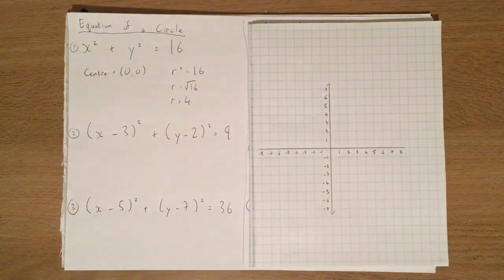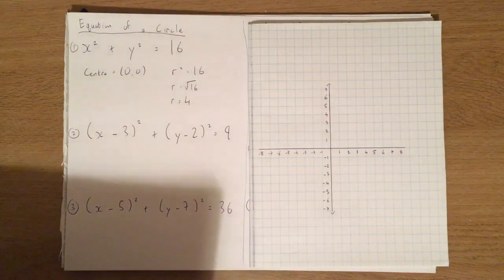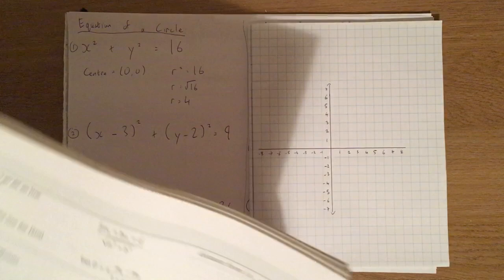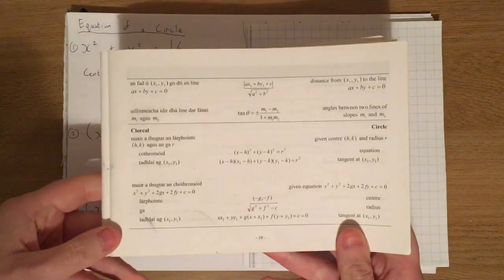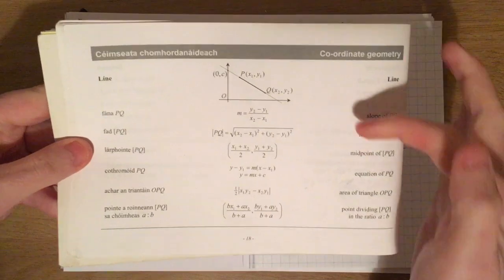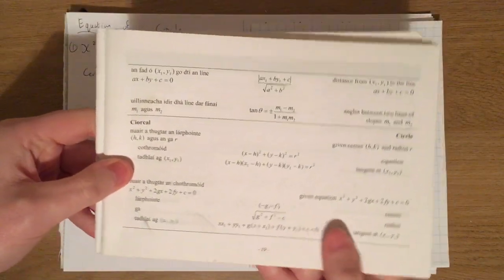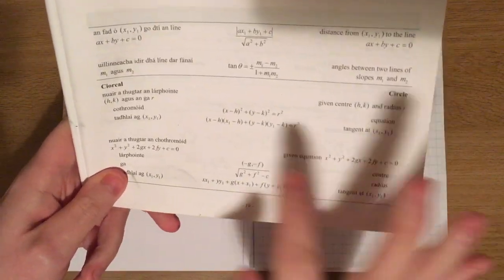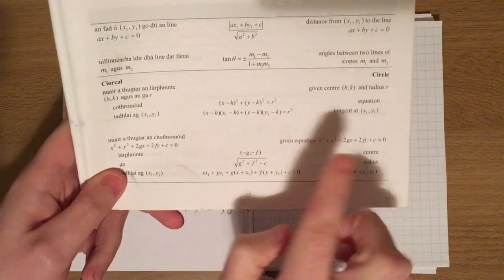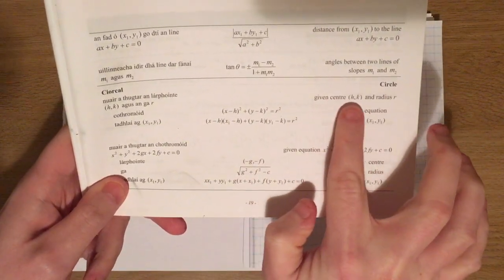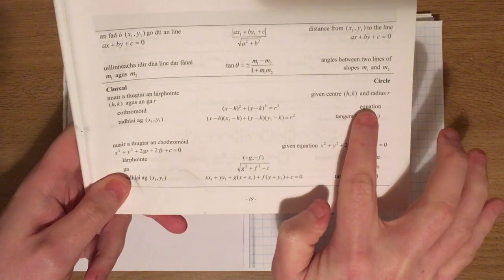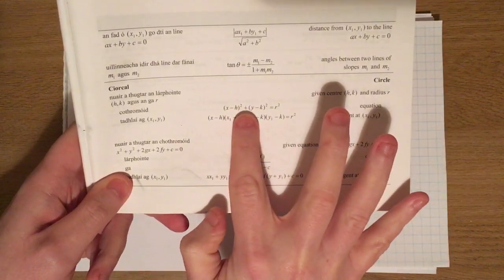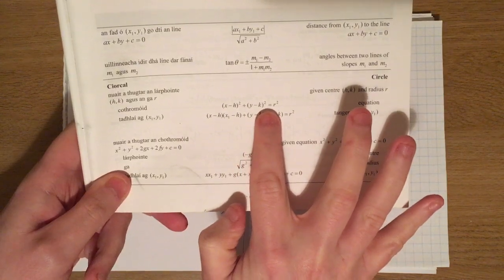That's pretty much the same as what we've done already, but the left hand side requires a little bit more work. You are going to find this in your log tables on page 19. Page 18 is where you find the coordinate geometry of the line stuff. Page 19 is where you're going to find the circle formula, and this is the only circle formula that you need. Circle, given center (h, k) and radius r, the equation is (x minus h) squared plus (y minus k) squared equals r squared.